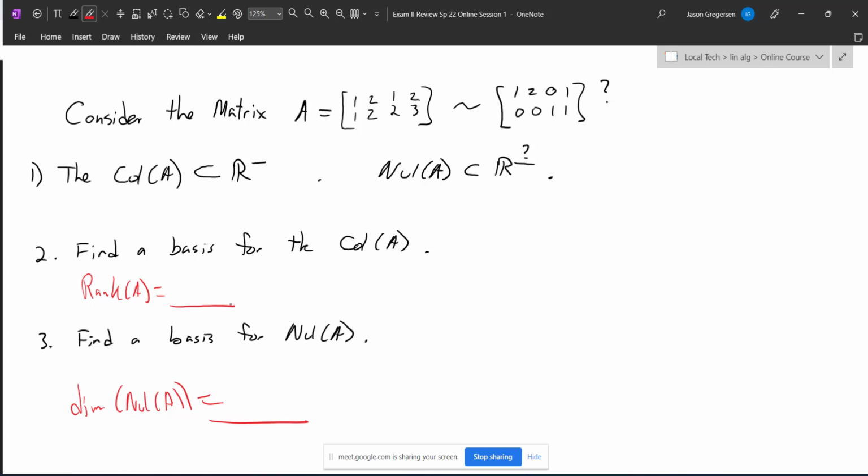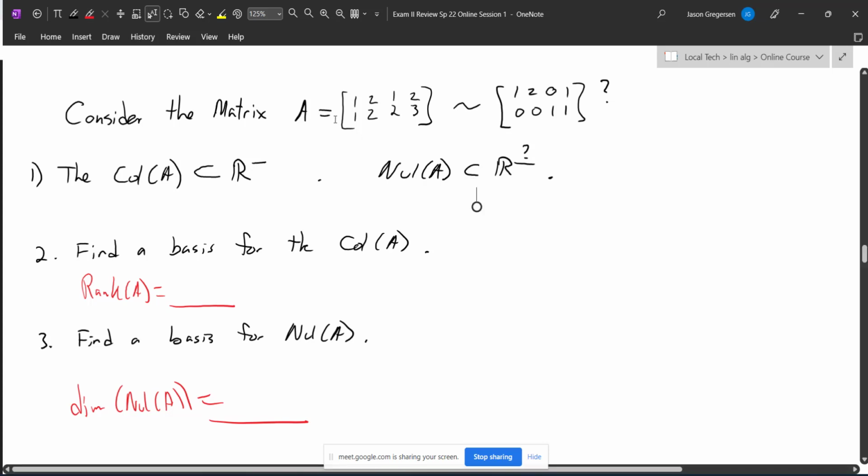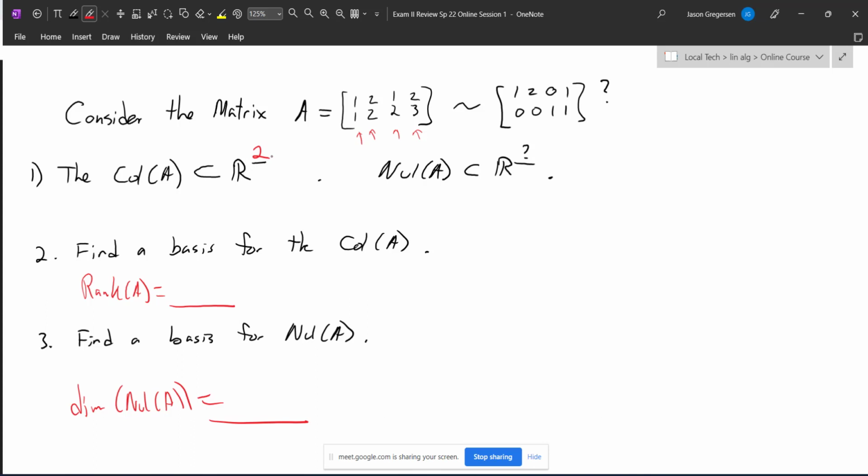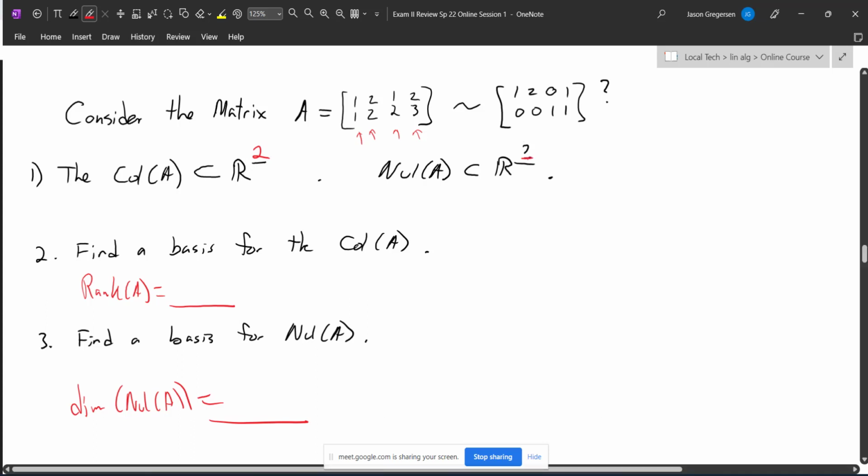Let's take a look. All right, so the column space is a subspace of what larger vector space? Well, in this case, all of the columns are vectors that live in R2. And so if I take linear combinations, the result will also be in R2. So the column space is a subset of R2. Now, since this matrix is a 2 by 4 matrix, the vector x would have to be a 4 by 1 vector to do the multiplication, which tells me the null space is a subset of R4. All of my x vectors will live in R4.